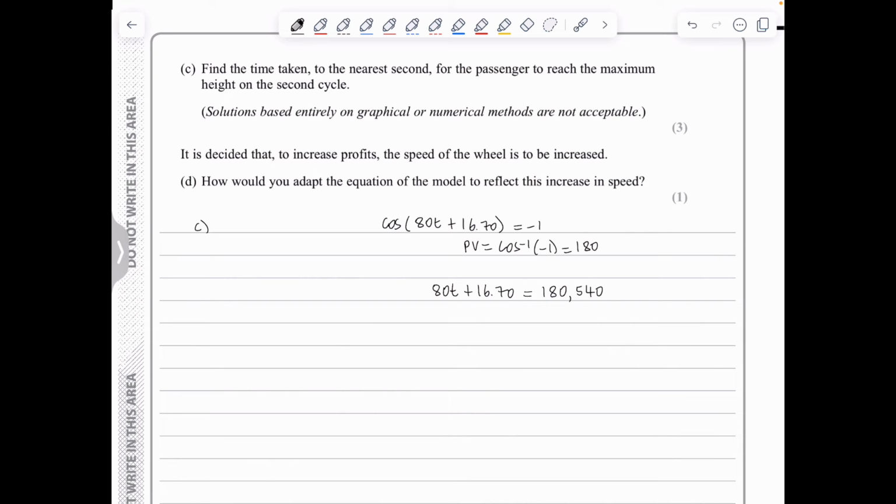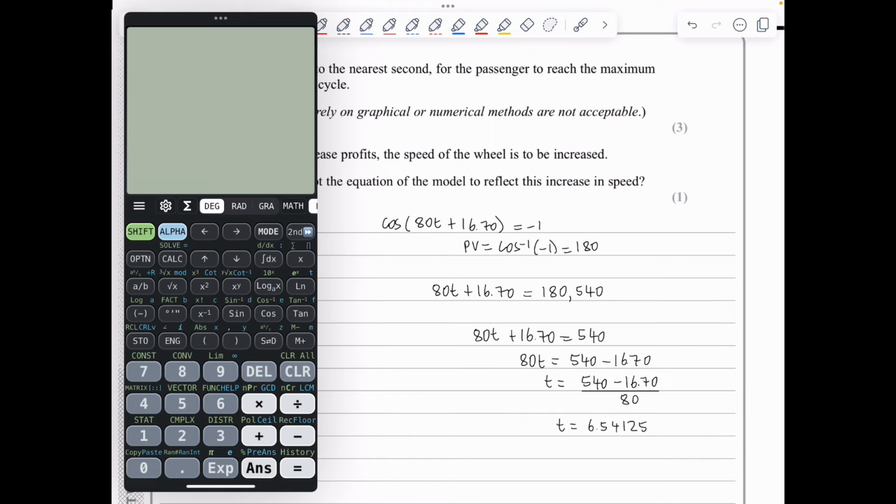We want the second solution, so I need to solve AT plus 16.70 is 540. So let me write this down. AT plus 16.70 is 540, leading to AT is 540 minus 16.70, and therefore T will be given by 540 minus 16.70 over 80, where we get an answer of 6.54125.